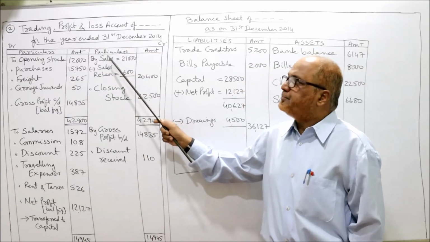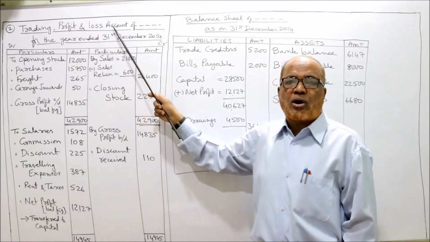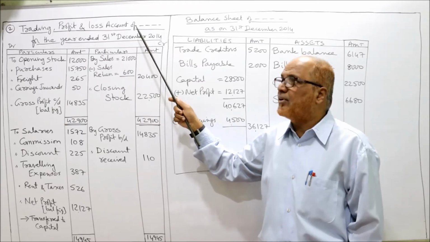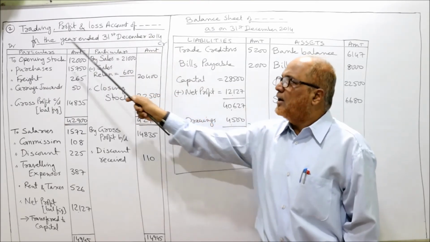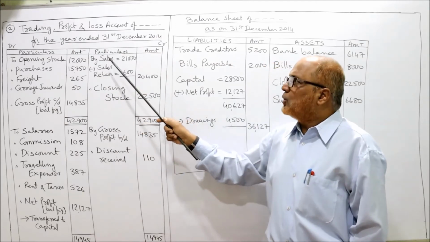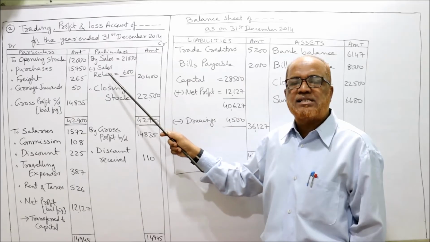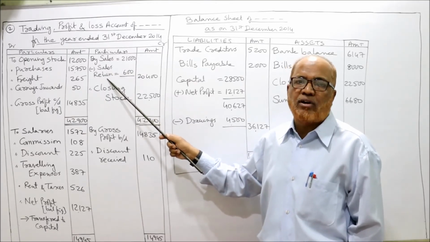Now, credit side. First of all, the heading should be clear. Trading profit and loss account of dash. The name is not given. If the name were given, we would have written the name. For the year ended 31st December 2014. Debit side, credit side. So credit side, by sales 21,000 given in the problem. From sales, deduct sales return or return inward. Sales return and return inward mean the same.